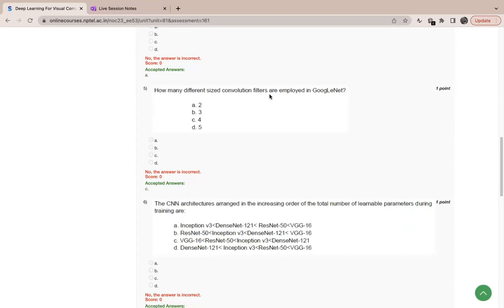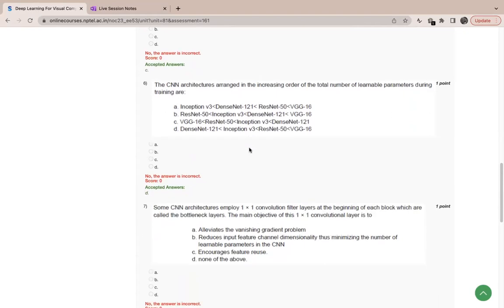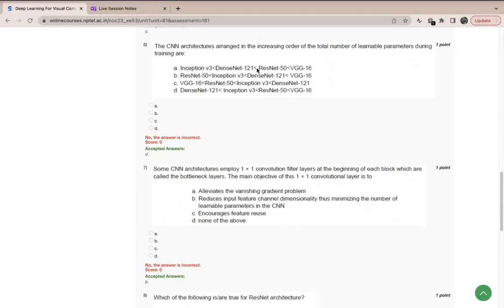Question number 5, how many different sized convolutional filters are employed in GoogleNet? In GoogleNet, I guess there are 4 types of different sizes of convolution filter employed. The answer says it, but do feel free to check it out.